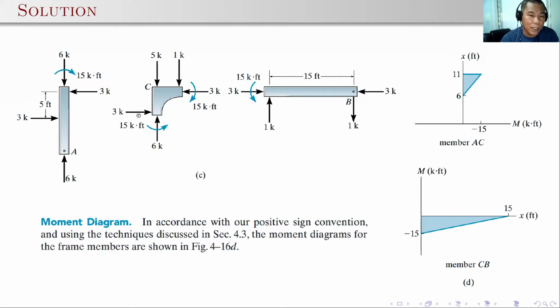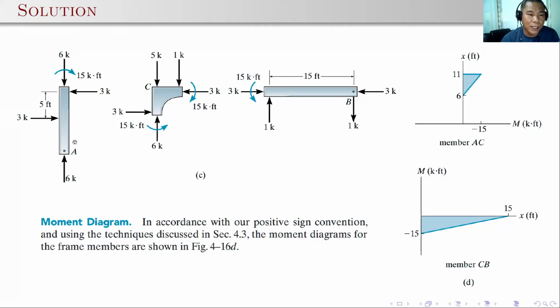Also the 3 kips force should be in equilibrium with the other 3 kips here, and the bending moment should be in equilibrium with this one. Then we can transfer these forces and moment onto segment CB. We have 1 kip down, so it should be up, 3 kips to the left should be 3 kips to the right, and the moment which is clockwise here should be counterclockwise. Of course you can check if they are in equilibrium, and if they are, we are now ready to draw the shear and the moment diagram of each segment.